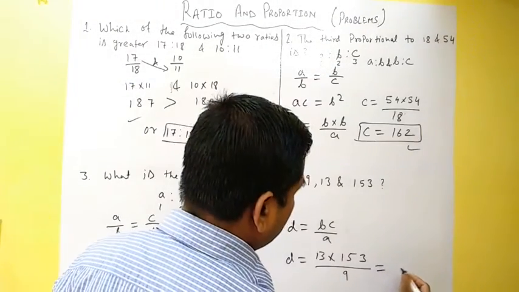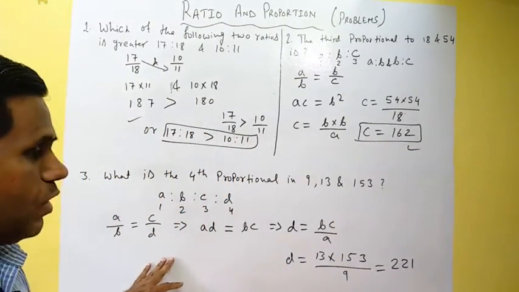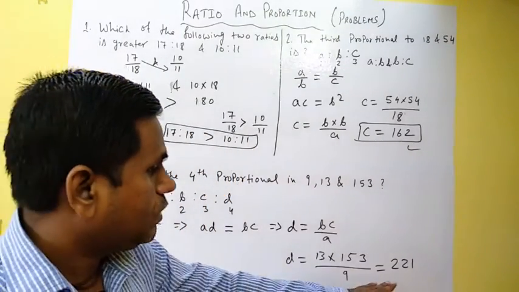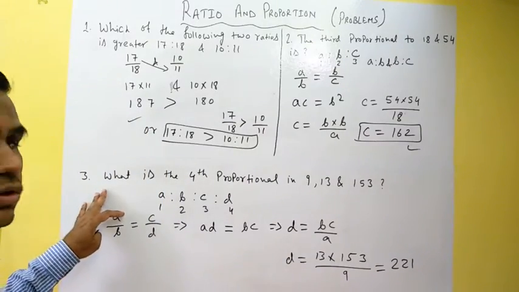So I'll write the direct answer here. Solution. I'm just trying to solve the problems fast. So D is equal to 221. So using this method, we can solve the third problem.